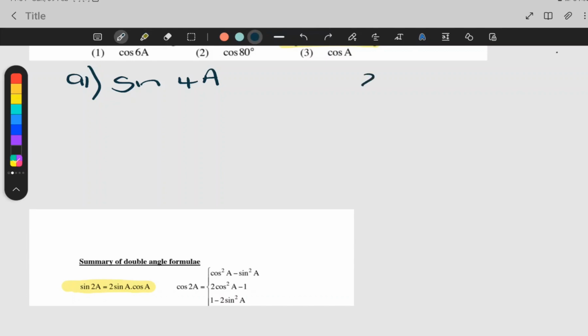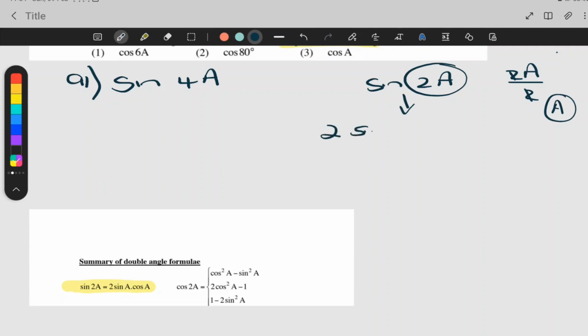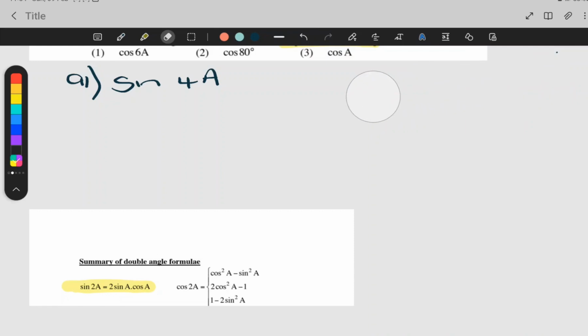Let me explain the double angle. Sine 2A, you always look at this angle and you divide this by 2. So this 2 and this 2 will cancel, so I'm left with A. When you expand this, it becomes 2 sine A cos A. And this A and this A comes from that. So I'm going to do that the whole time now, just to explain and practice the double angle.